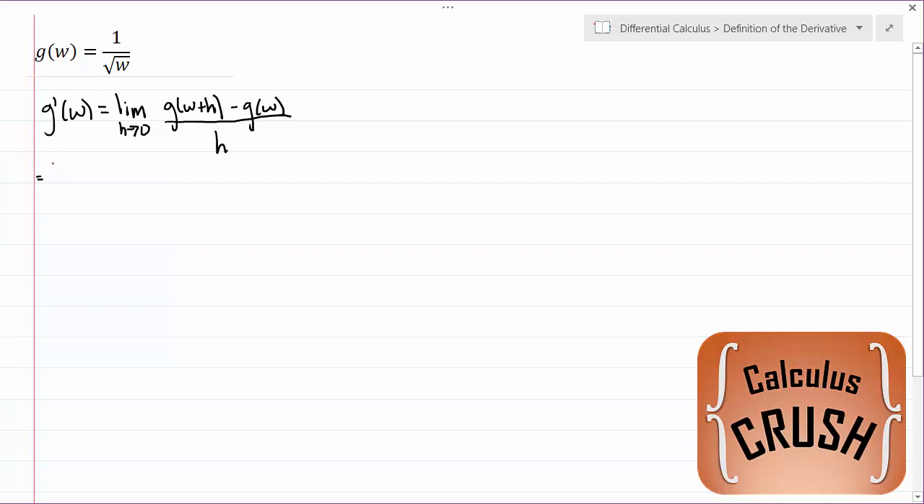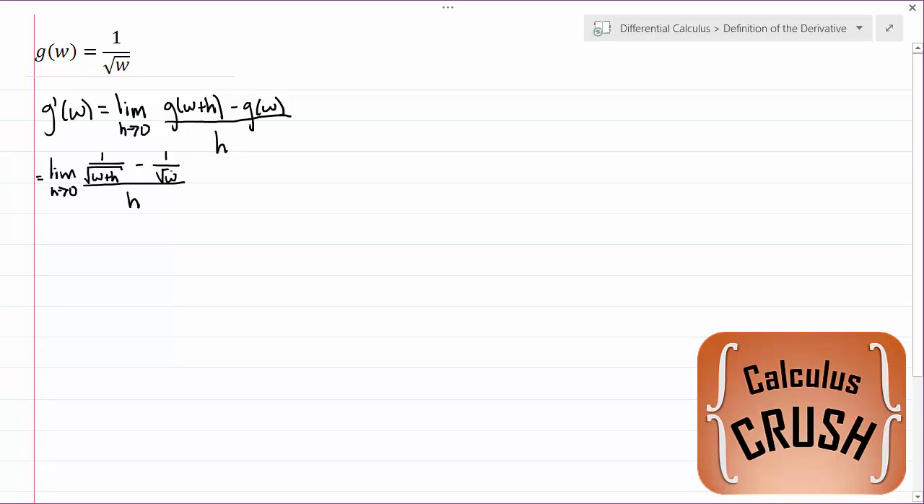So that equals the limit as h goes to 0. So we know what g of w is. It's 1 over square root w. G of w plus h, all we have to do is find the w's and replace them with w plus h's. So that'll be 1 divided by the square root of w plus h. That's g of w plus h. Now minus g of w, which is just the function. And that's all divided by h.